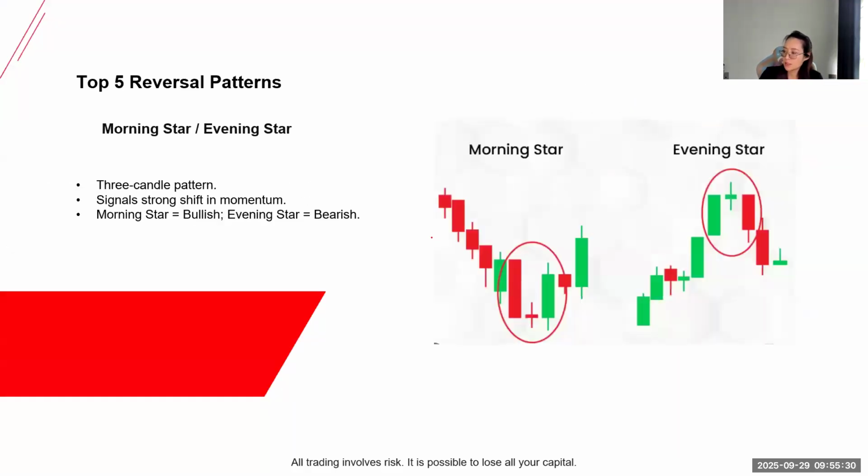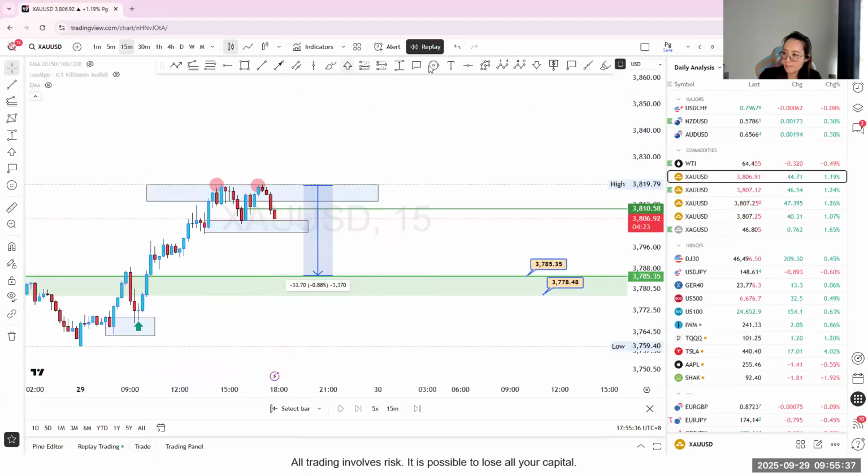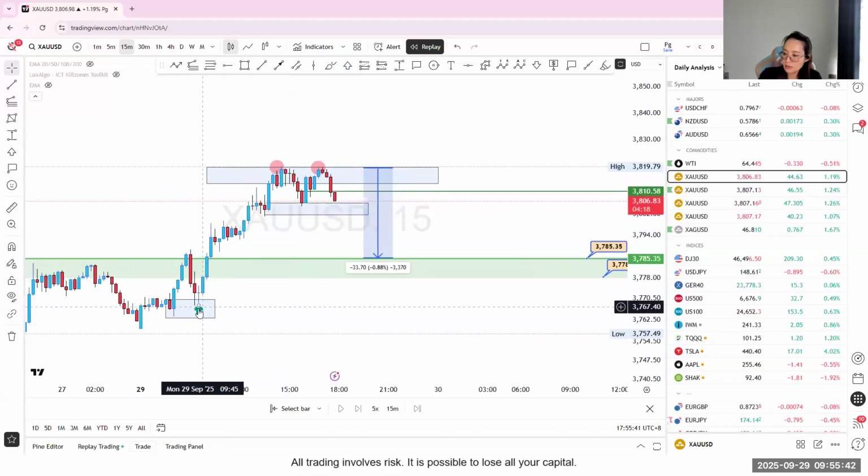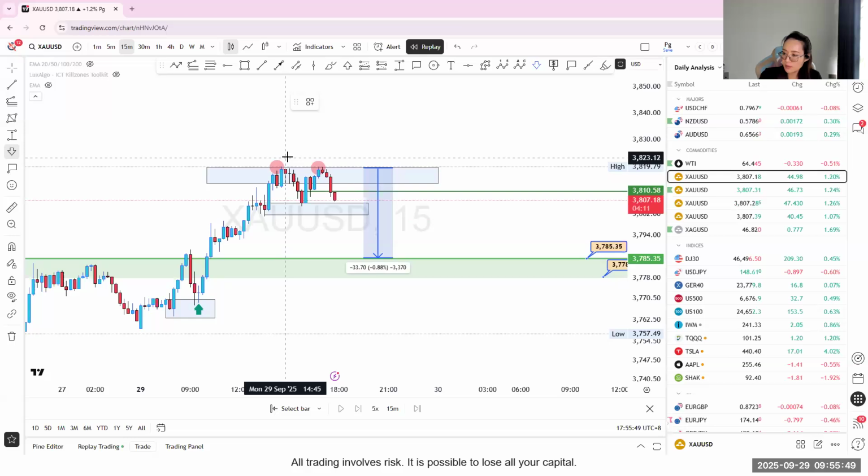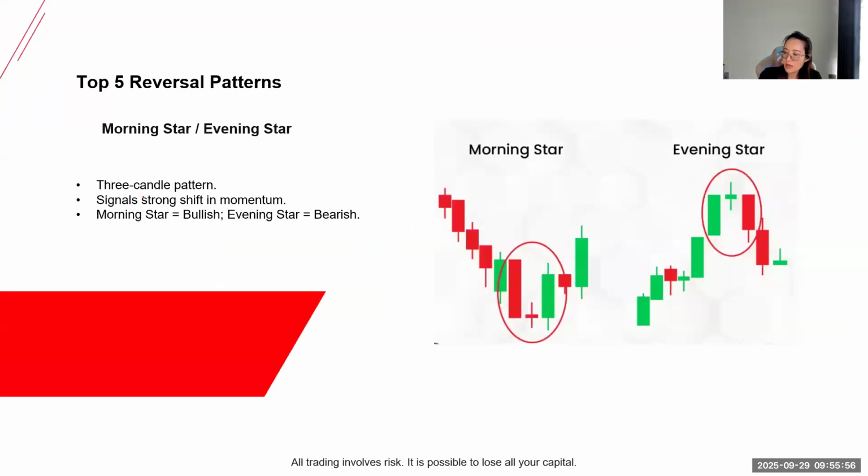Anyone? Okay, so just now, remember it's a morning star, right? It's a morning star, which is this one. This is the morning star. The morning star is at the support level, so it's a rising morning star. If it's on the top, it's the evening star. That's a sunset, right? It's an evening star, which is here. You might spot the three-candle pattern, which signals a strong shift in momentum. Morning star bullish, evening star bearish.